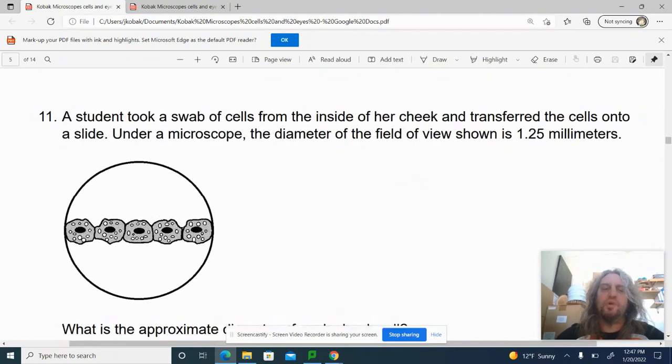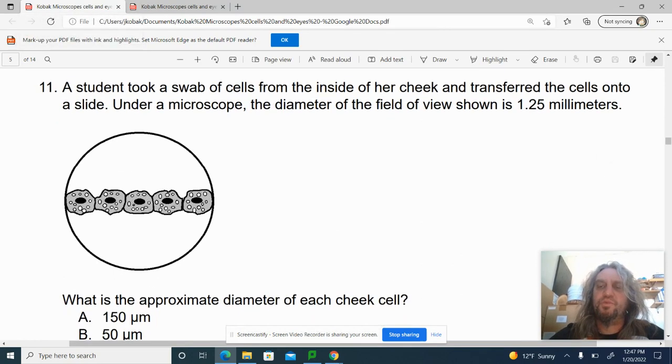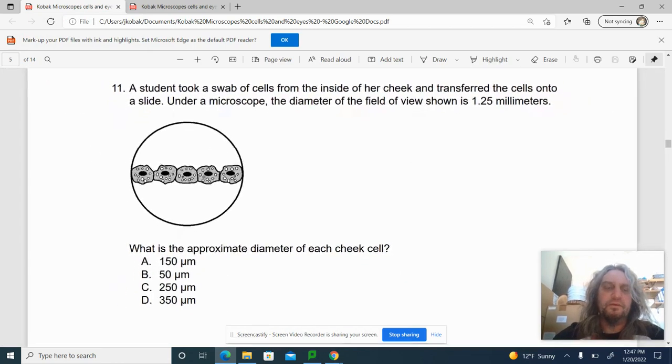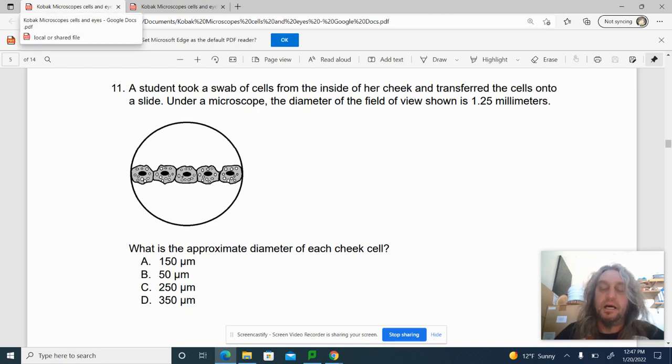A student took a swab of cells from inside of her cheek and transferred the cells onto a slide. Under a microscope, the diameter of the field of view shown was 1.25 millimeters. What is the approximate diameter of each individual cheek cell? A, 150 ohms. B, 50 ohms. C, 250 ohms. D, 350 ohms.